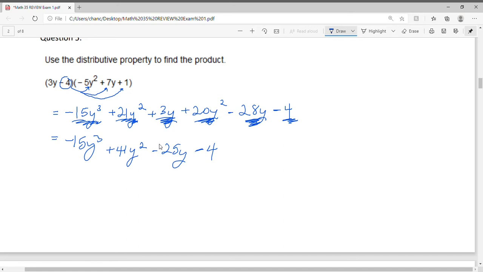Again, notice how I underline each of the terms, so I know I'm not forgetting any of the terms. And this is our solution: negative 15y cubed plus 41y squared minus 25y minus 4.